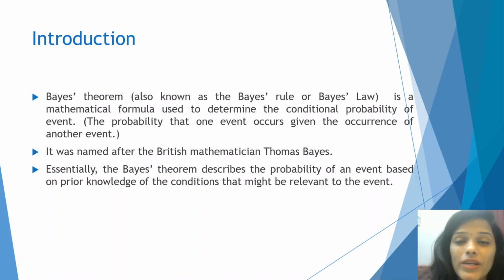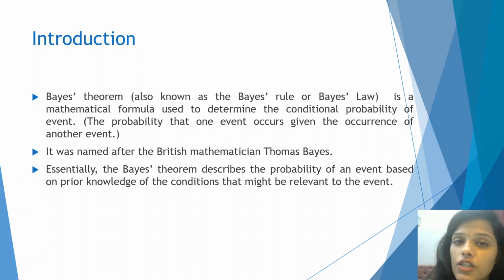So first of all, the question is, what exactly is Bayes' theorem? Bayes' theorem is also called the Bayes rule or the Bayes law. It is a mathematical formula which is used to determine the conditional probability of an event.